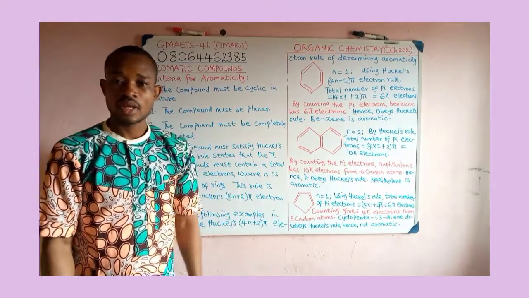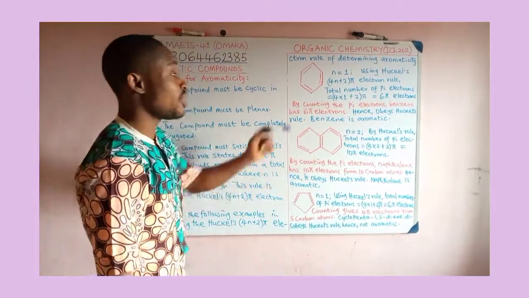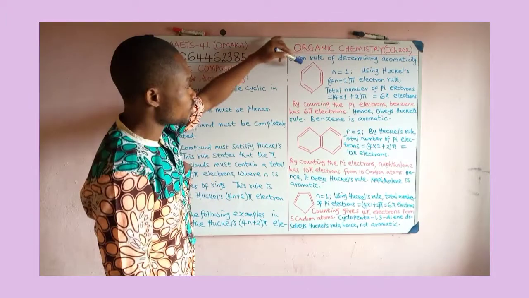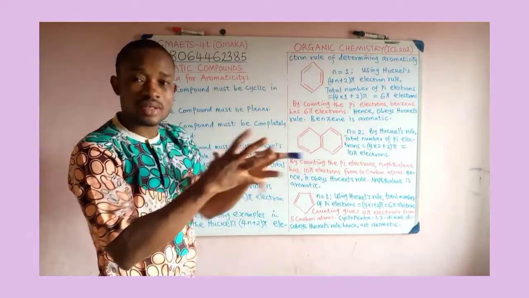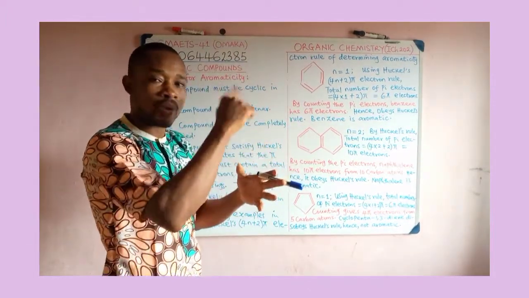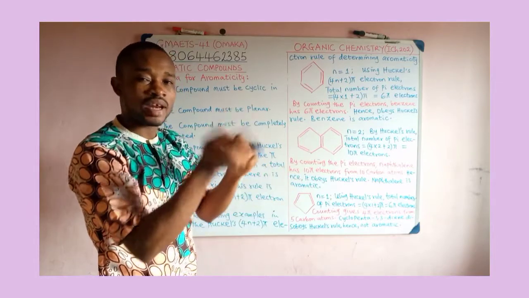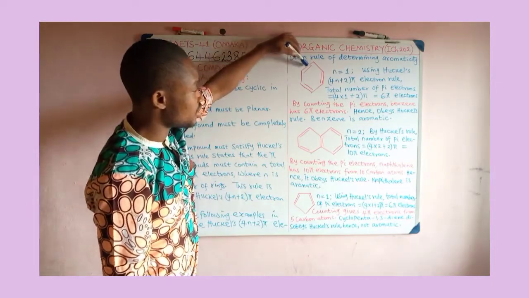Is that okay? Now let us count the number of electrons and see if it will be the same as 6. Let's go. How do you count? You locate the double bond, then you count up and down. Count the number of pi electrons up and down. So we'll come here. This is a double bond here.